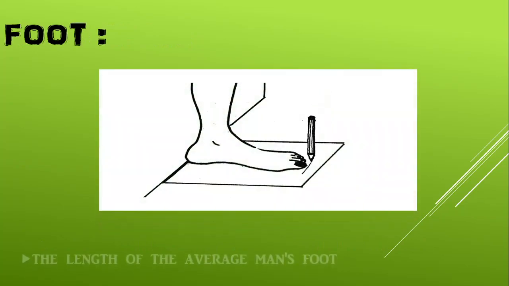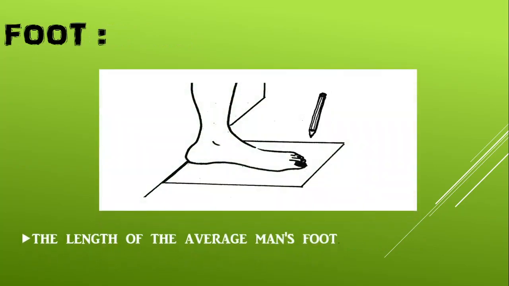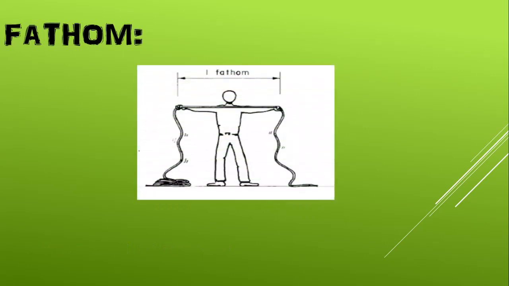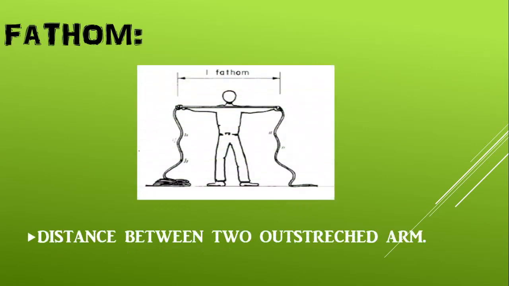Foot, the length of an average person's foot. Pace, the length of one step. Fathom, the distance between two outstretched arms. But these units are not uniform and vary from one person to another. In order to bring uniformity, scientists all over the world formulated the system known as SI units.